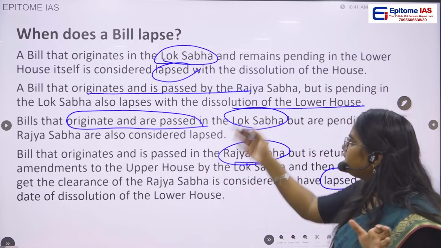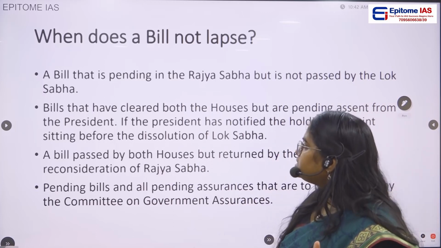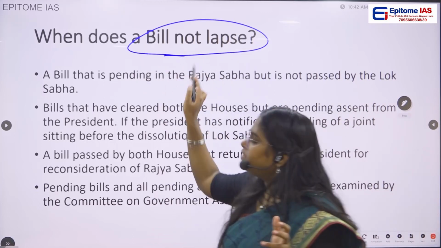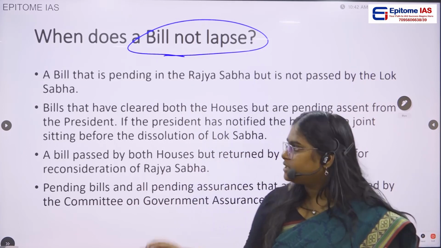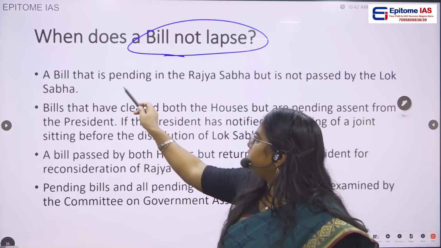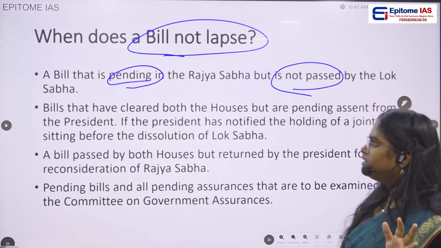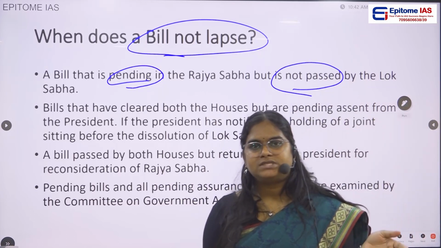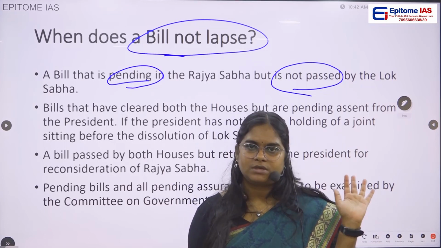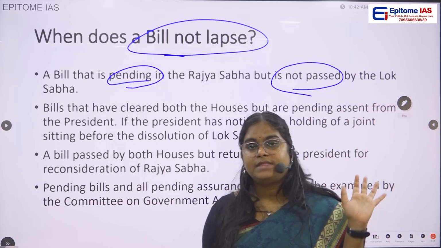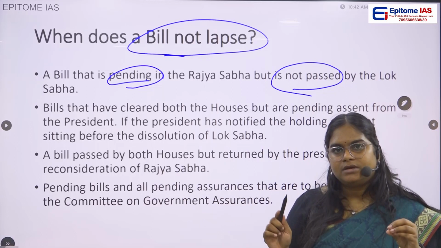Okay, so these are the cases when the bill will lapse during the dissolution of Lok Sabha, and there are some cases when the bill will not lapse during the dissolution of Lok Sabha. So what are these cases? First case, a bill that is pending in Rajya Sabha but is not passed by the Lok Sabha. Let's say there is a bill which is pending in Rajya Sabha, but it has not been passed by the Lok Sabha, nor by the Rajya Sabha. In that case, during the dissolution of Lok Sabha, this bill does not lapse.